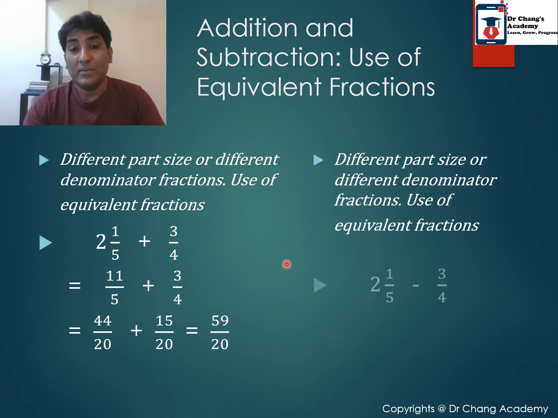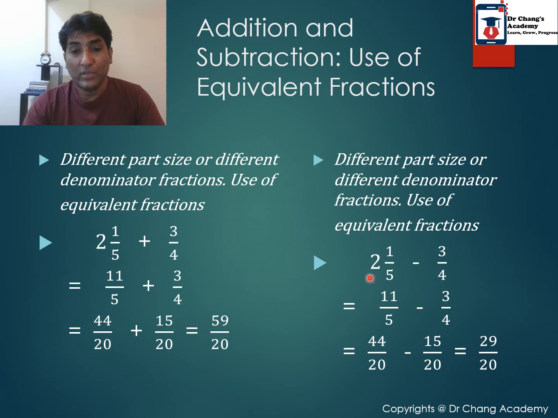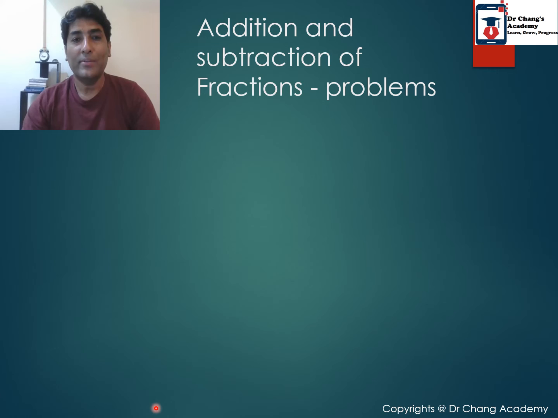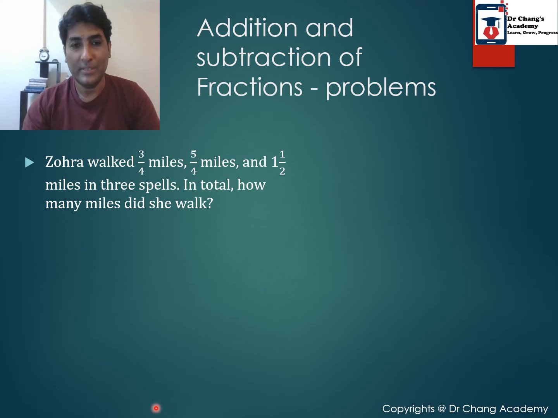Now let's look at the same example, same values, just subtracting. We went through the same process that we did here. Now we're just subtracting 15 from 44, and the answer is 29. So 29/20th is the answer in the case of subtraction. So these are just two examples I wanted to show you. They're a little different because they're mixed fractions. Okay, so let's look at some word problems that involve addition and subtraction of fractions.